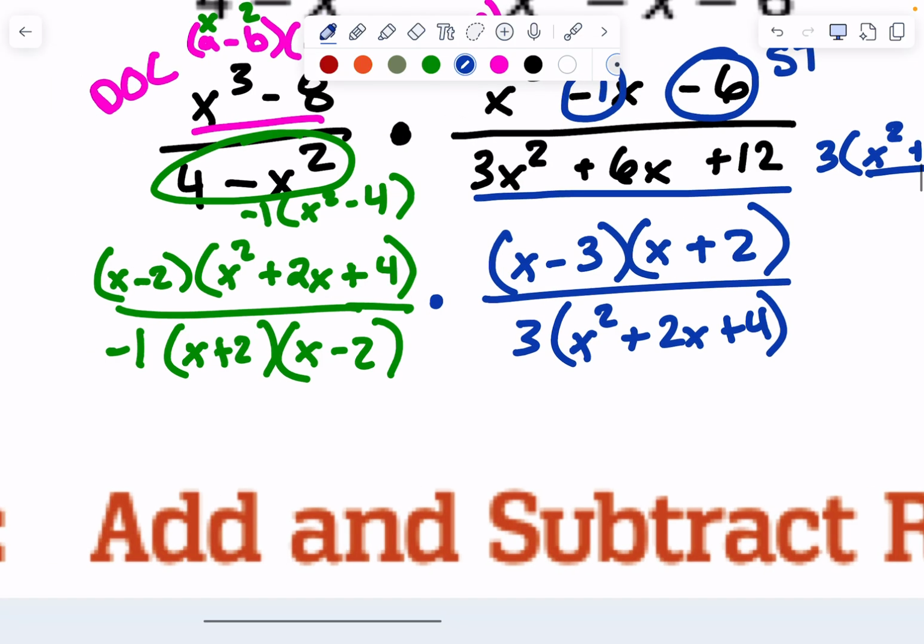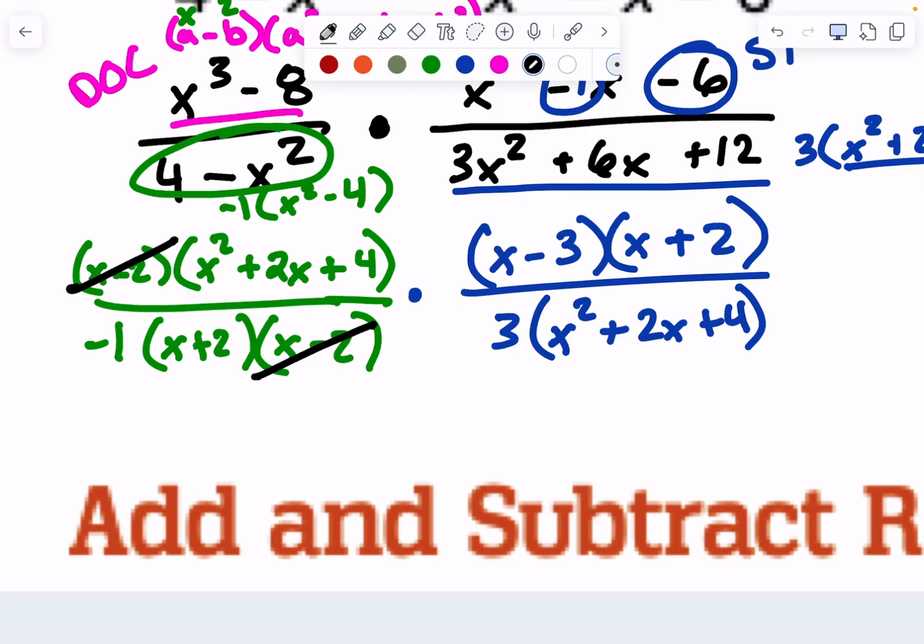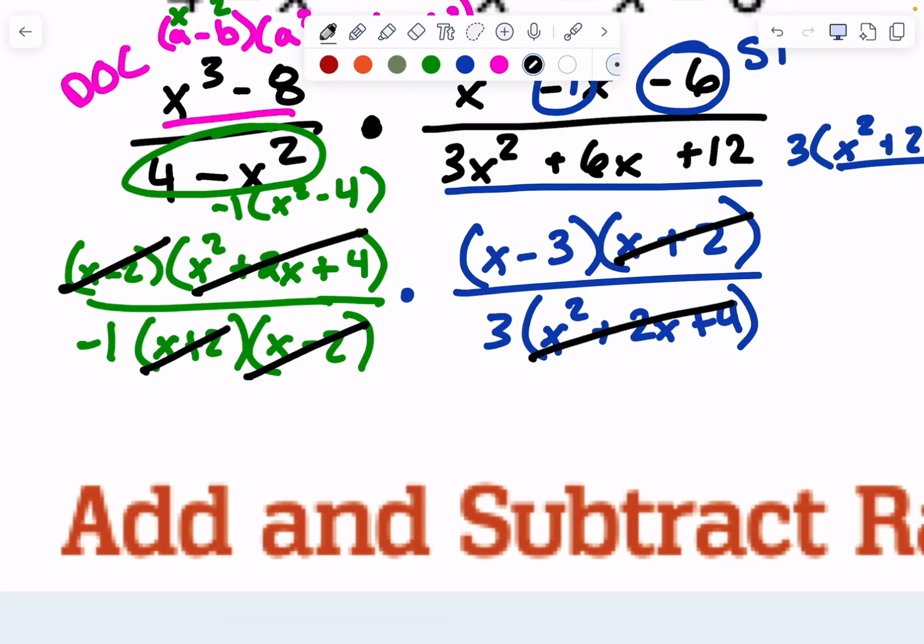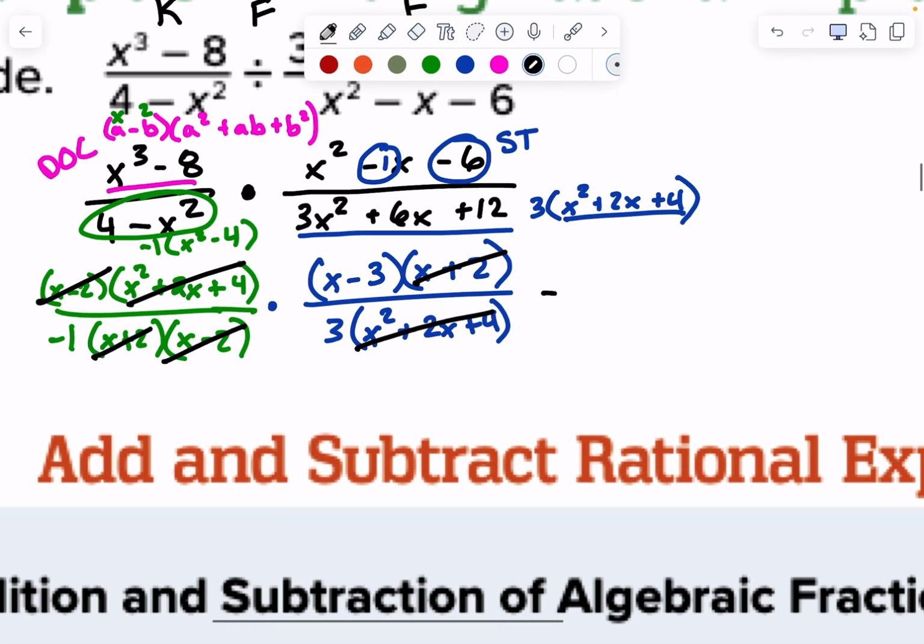Okay, so we've broken everything down. Now we cancel. Now we go to the fun part. x minus 2 cancels. x plus 2 cancels. This guy cancels here, and this guy cancels here. So let's see what is left. What's left on the top? x minus 3. What's left on the bottom? Negative 3. Can I cancel this negative 3 and that negative 3?